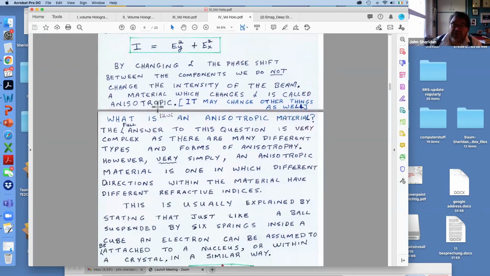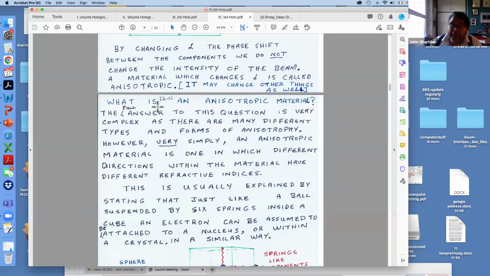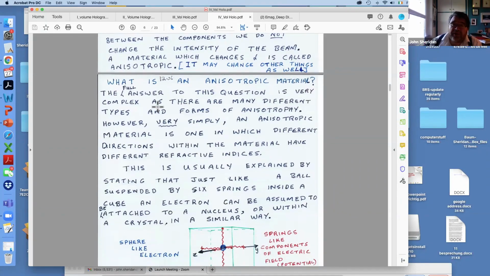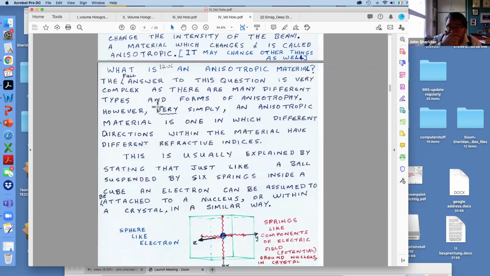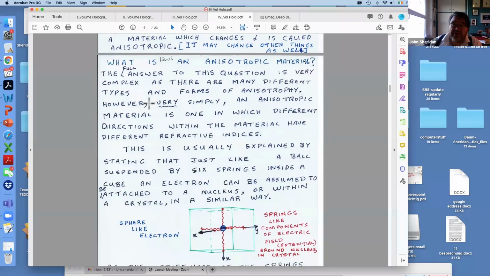A material which changes delta is called an anisotropic material, and I just note it may change other things as well. What is an anisotropic material? Well, the full answer to this is very complex, as there are many different types. You can go away and find lovely books about crystalline structures and all sorts of weird and wonderful materials. Generally, you can buy something which is a fixed phase shift, and it comes in a box. As I said, the box is built so that it orients to standard lasers. And you may have external drivers, so you can cause this to vary with time. Electro-optic modulators: many different types and forms of anisotropy.